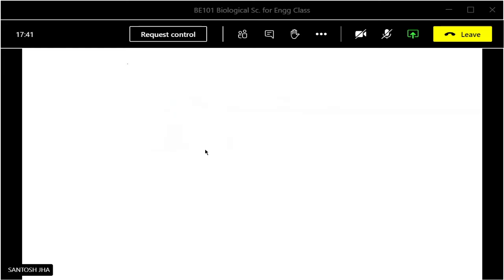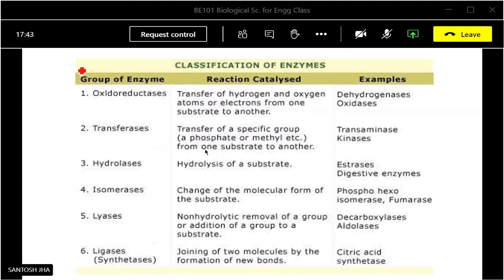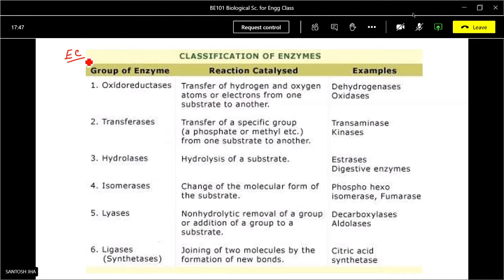Next, we have also discussed the classification of enzymes. So basically, it was the EC classification. We have already discussed this EC classification. This EC classification is the Enzyme Commission classification. According to it, enzymes are categorized in 6 groups.